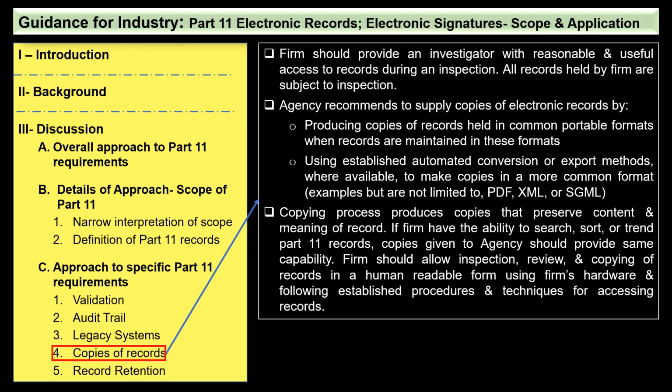If the firm has the ability to search, sort or trend the Part 11 records, the firm should provide the same capability to the agency. The firm should allow inspection, review and copying of the records in a human readable form using the firm's hardware and following established procedures and techniques for assessing the records.